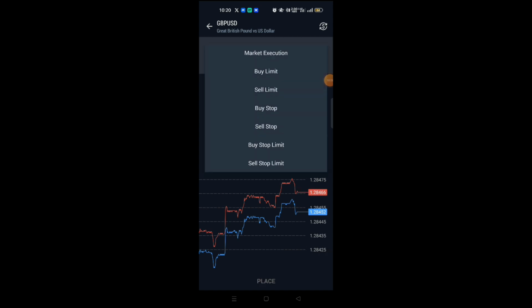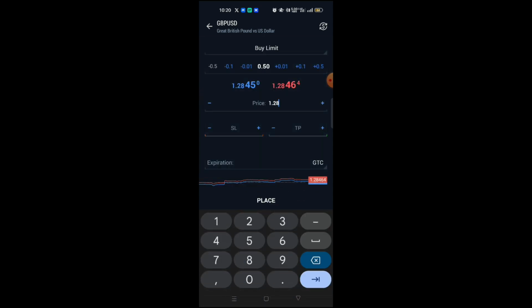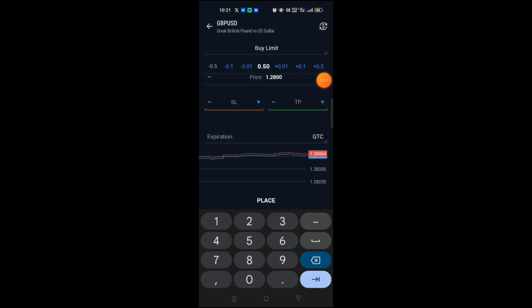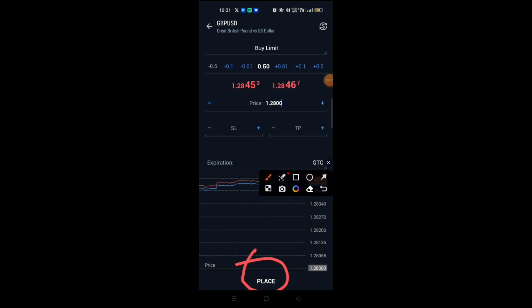So let me show you an example. Let's say buy limit now, like I said earlier, 1.2800. You can see that it will go. Take note of this place. If it is not white, then that means you cannot place that trade.